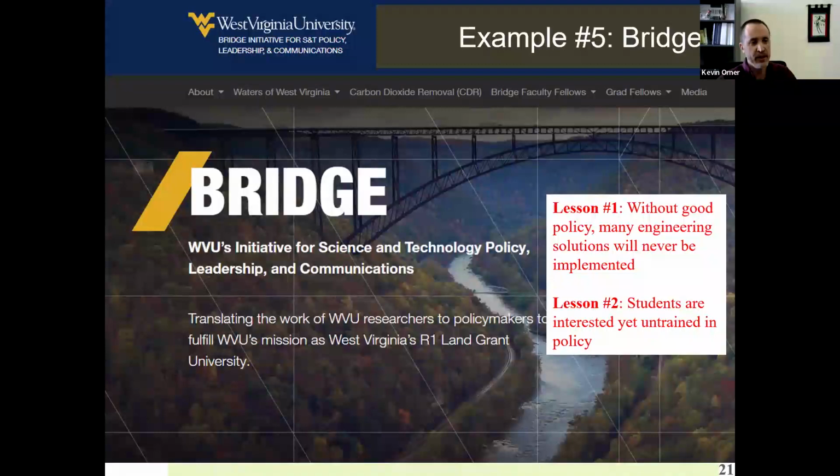Another thing that's been mentioned already is the Bridge Initiative. So for me as an engineer in particular, without good policy, I could develop this amazing engineering technology in the lab, but if there's not appropriate policy to support its implementation, it may never happen. And there's a lot of students who come to me saying, oh, I want to make a difference. I want to make a local impact, yet are untrained in policy. So I'm really working towards educating myself and then educating my students so they have some of these tools to make sure that these great technical things they're learning, they can translate into practice.